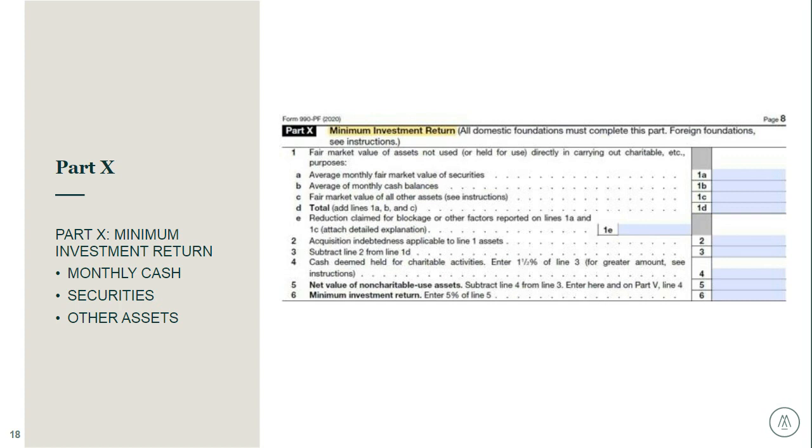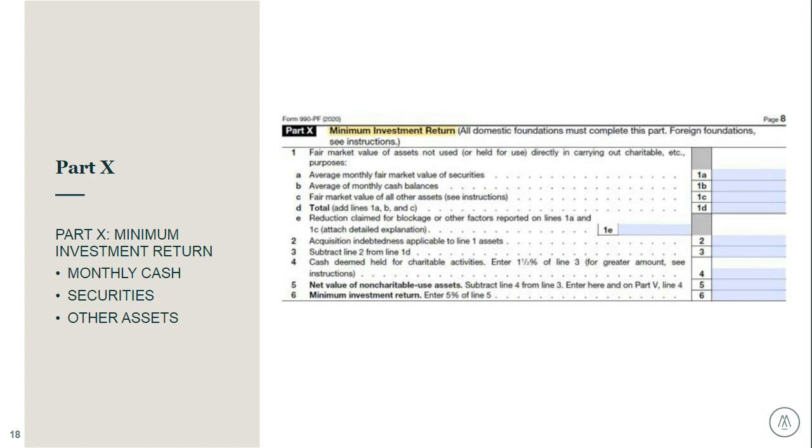We do have some private foundations that average, and that's a method that they've decided on. Again, the key is just stay consistent with that method and don't flip-flop it and change it on a regular basis. For real estate, in terms of fair market value, if you get an appraisal, an independent appraisal, you can rely on that fair market value from that appraisal for 5 years.